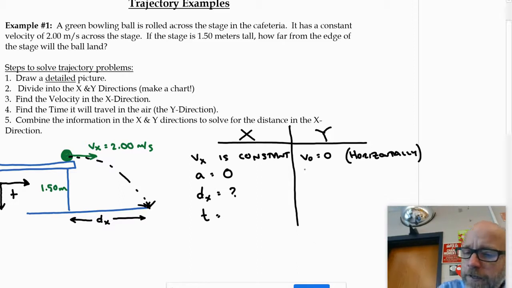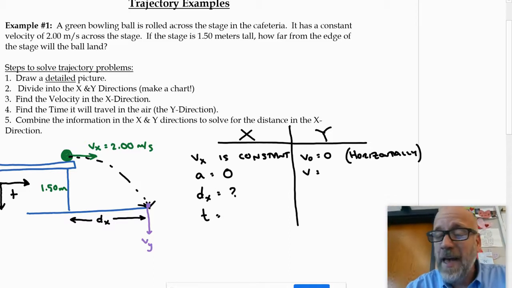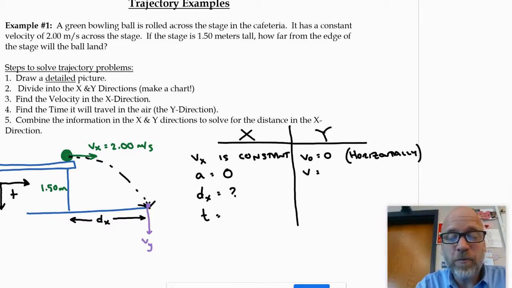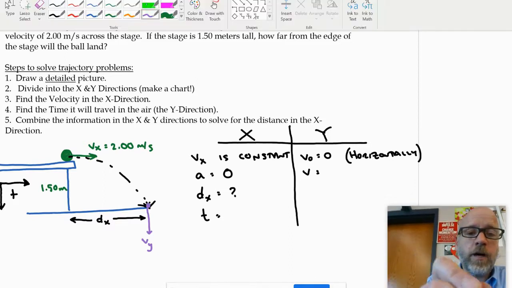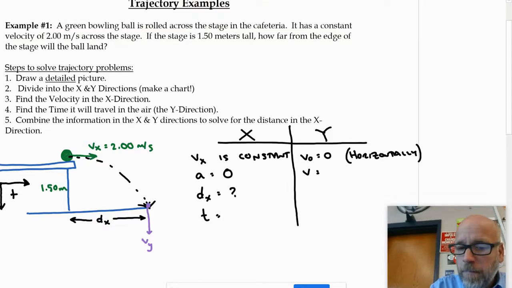The final velocity in the y direction, that actually is talking about this component of the velocity the moment before it hits the ground. Do we know that? No. And the y component has nothing to do with the x velocity of 2. That does not belong there. So that velocity, we do not know. Displacement in the y direction is going to be positive 1.5 meters. Acceleration in the y direction is going to be positive 9.8.